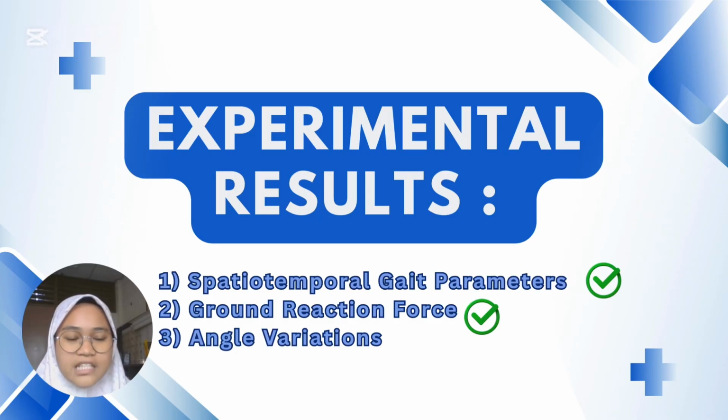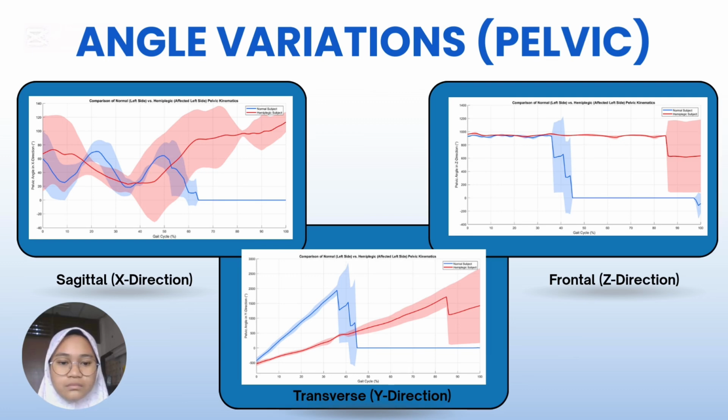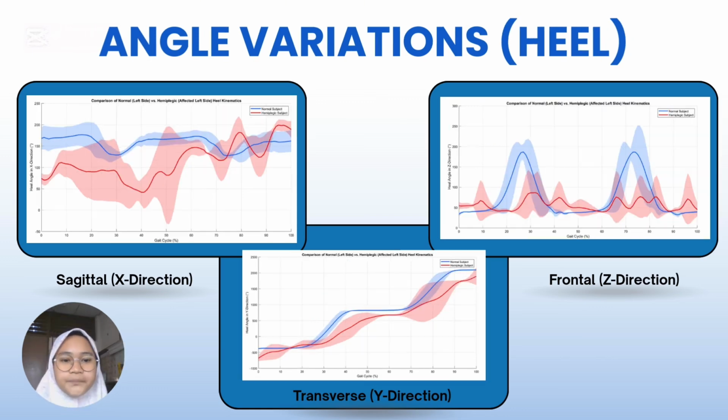Lastly, let's take a look at the last experimental result, which is the angle variation of the pelvis, heel, and toe. Starting with pelvic kinematics, we see a significant instability in the hemiplegic subject. In the sagittal plane, x-axis, the hemiplegic subject exhibits a much wider variance, shown by the large red shaded area. This indicates poor control of anterior pelvic tilt. Moving to the frontal plane, z-axis, we observe the characteristic hip height deviation. The hemiplegic subject must lift the left side of the pelvis excessively to help the paralyzed limb clear the ground during the swing phase, a sharp contrast to the stable, flat trajectory of the normal gait.